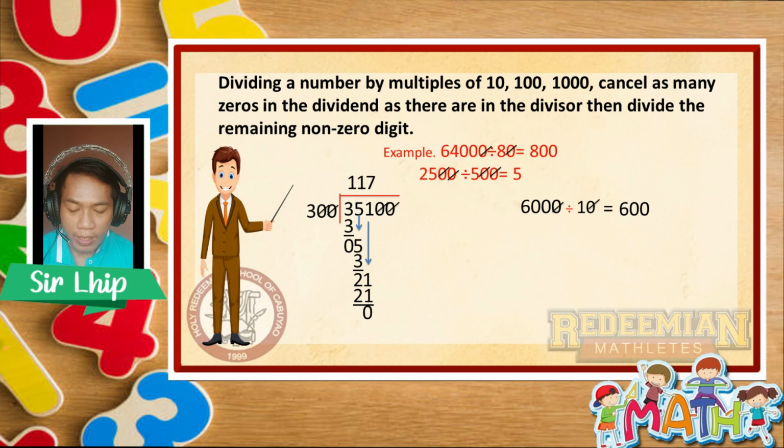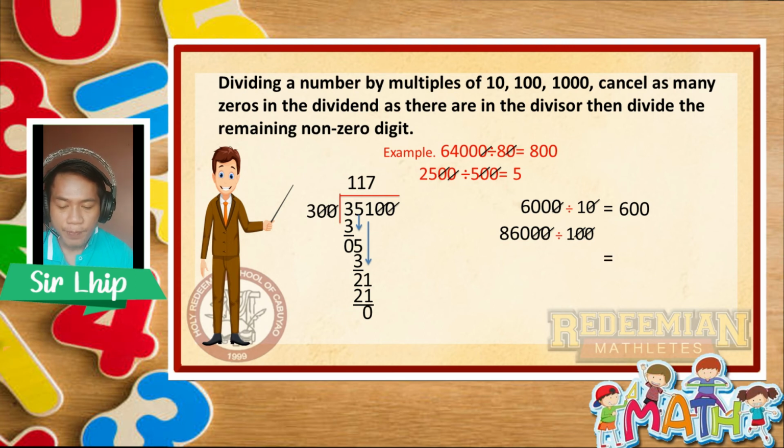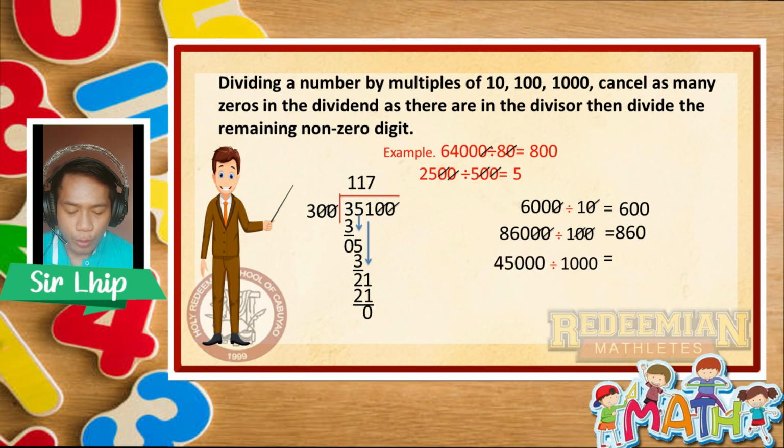86,000 divided by 100. Cancel the zeros. 86 divided by 1 equals 86. Then copy the remaining 1 zero. The quotient is 860. 45,000 divided by 1,000. Cancel 3 zeros, in both dividend and divisor. Then divide the remaining number. 45 divided by 1 equals 45.